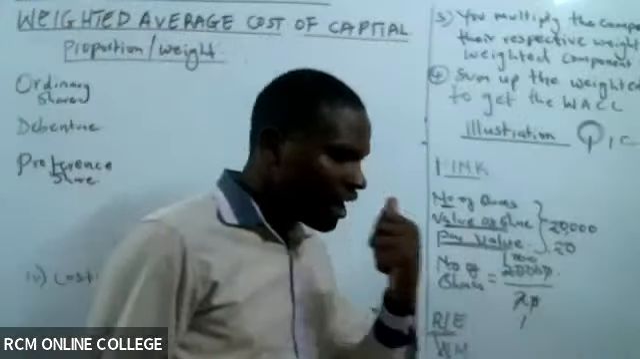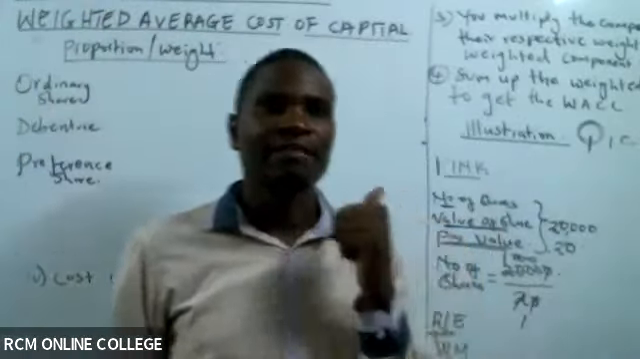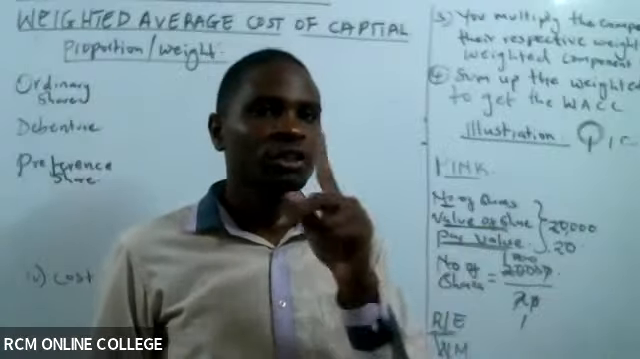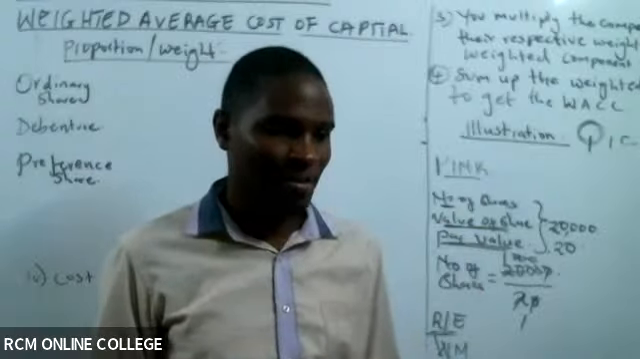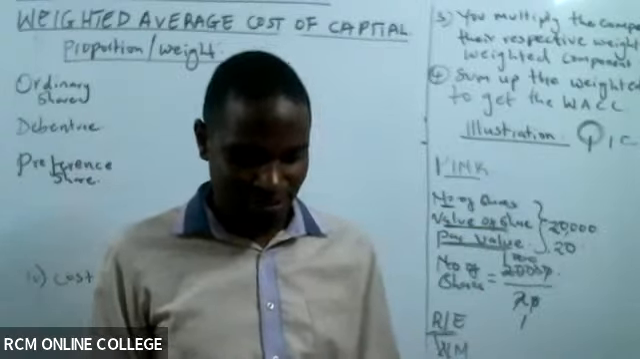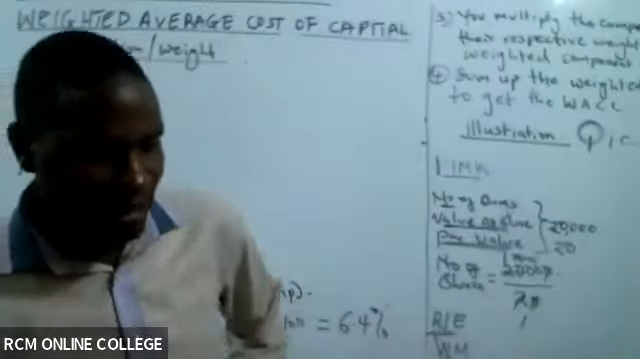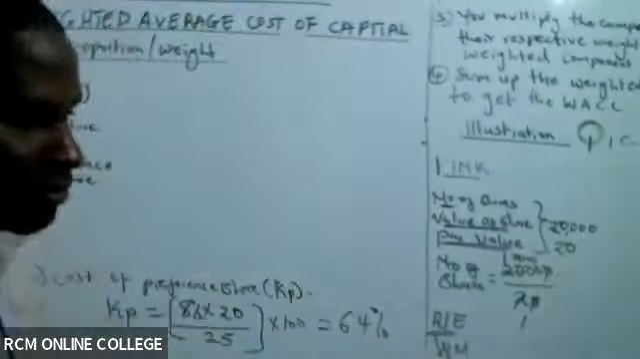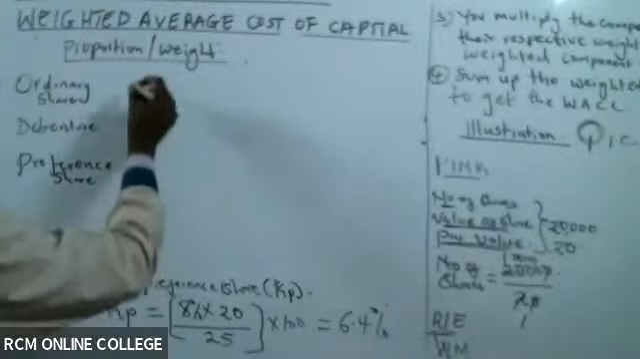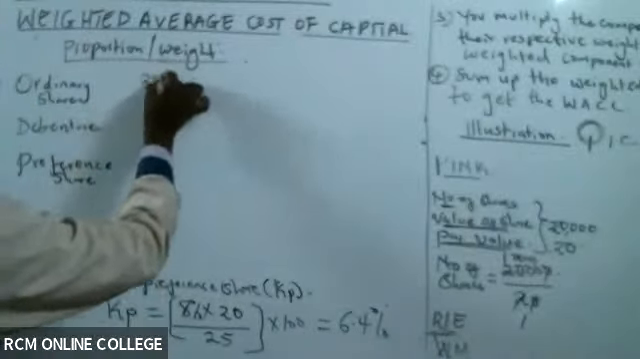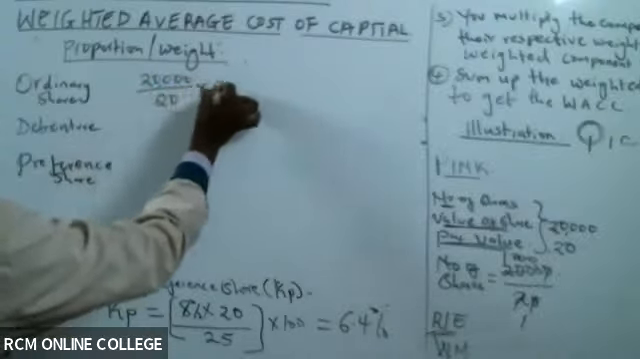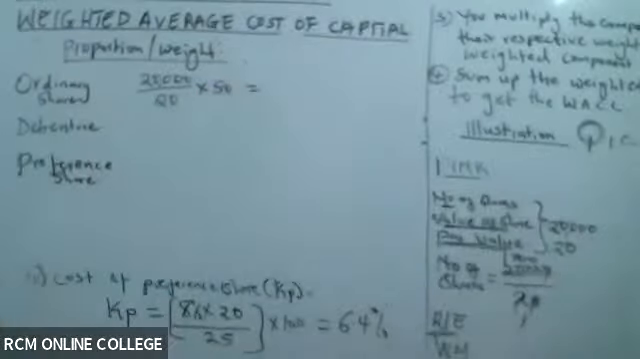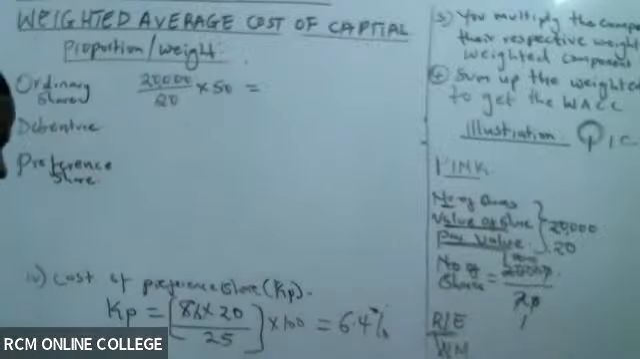So I have, first of all, to get the value of my ordinary share using the current market price. So I have the value divided by the par value times the current market price, which is 50. What is the value of my ordinary share using the current market price? Itakuwa this one. Then debenture, you do the same.